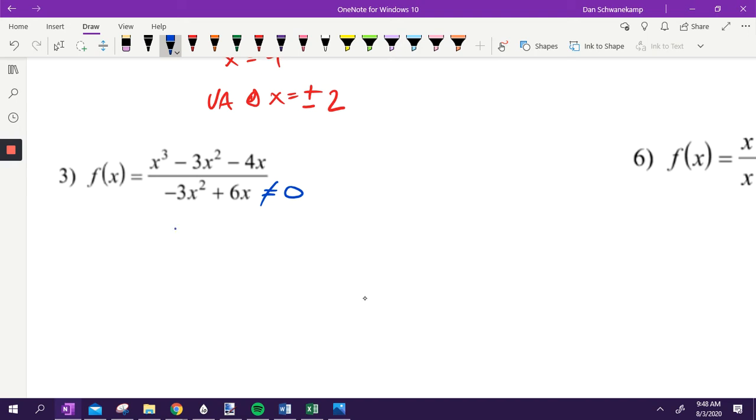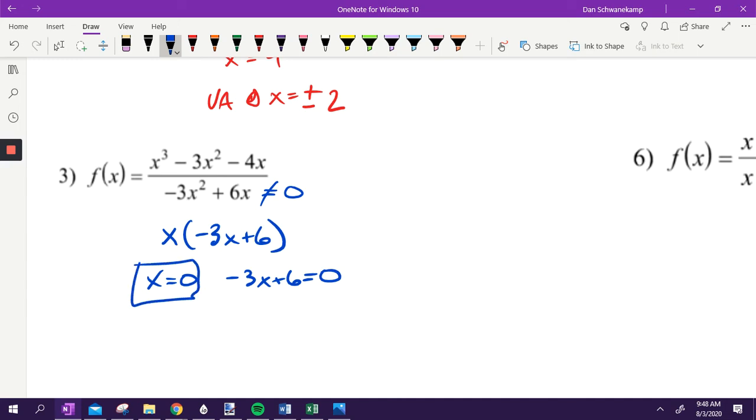They have an x. So if they have an x, take an x out. I took an x out of both things. They both had an x on bottom. I took an x out of both. Then I'm going to take each thing and set it equal to 0. So here's one, x equals 0. I'm good with that. The second one, I'm going to subtract 6 and then divide by -3. X is equal to 2.